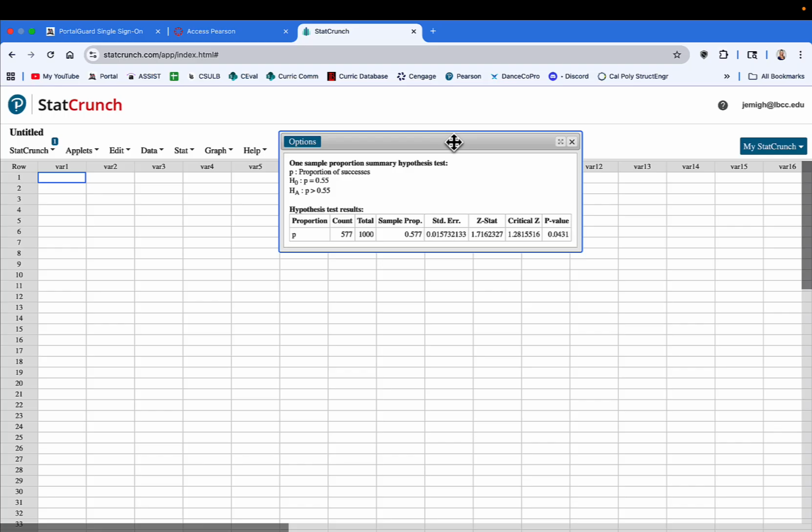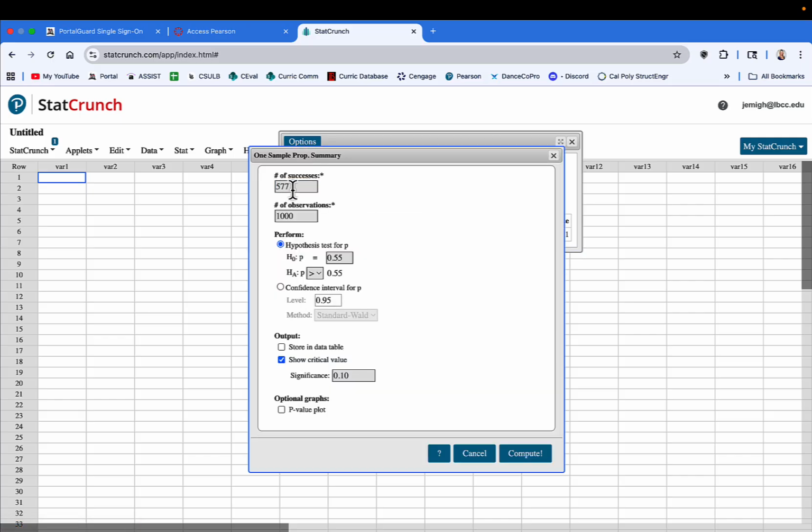All right, back in StatCrunch, same program as last time, so I can just go to Options, Edit, change X into, it was 380, N was 400. The claim was about 96%, and it was saying that less than 96%. Click on Show Critical Value, significance level back to the default, and then we hit Compute.